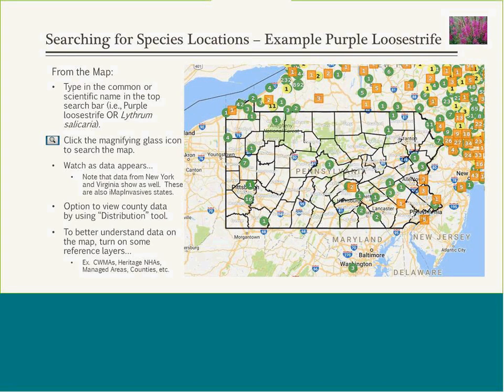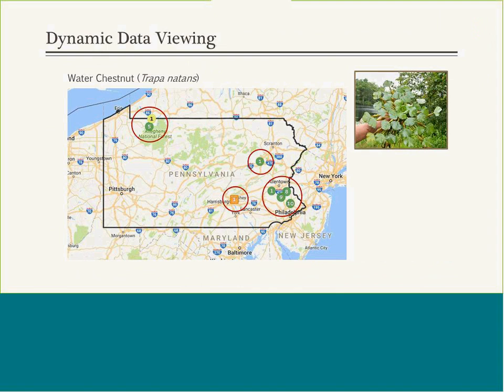Against that county layer, getting a better understanding of where these species are being found within each of the counties can be very helpful. Okay, so just going into how looking at data can be very helpful if you use some of these reference layers. This is a view of data that we have so far for chestnut.